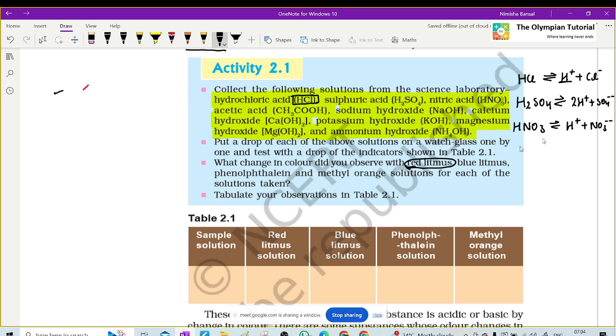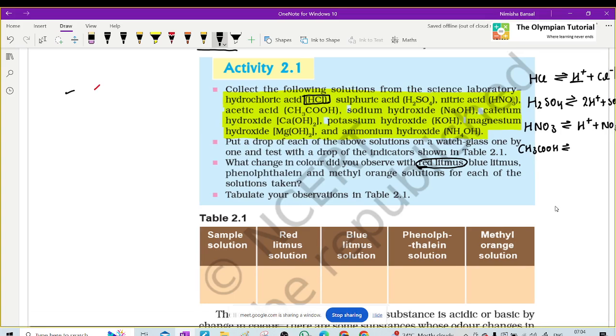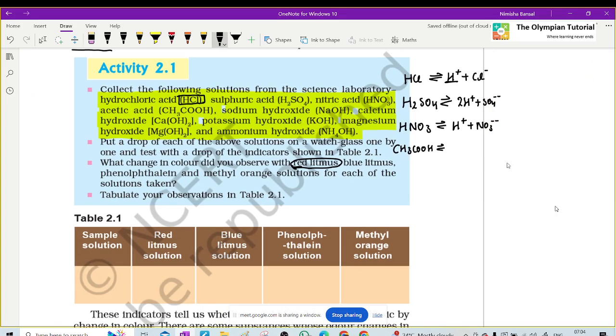Next is acetic acid. How will it give free hydrogen ion? Tanya, this hydrogen is free and this is acetate. Tanya, in which substance is acetic acid present? Yesterday I told you. Vinegar. Very good.